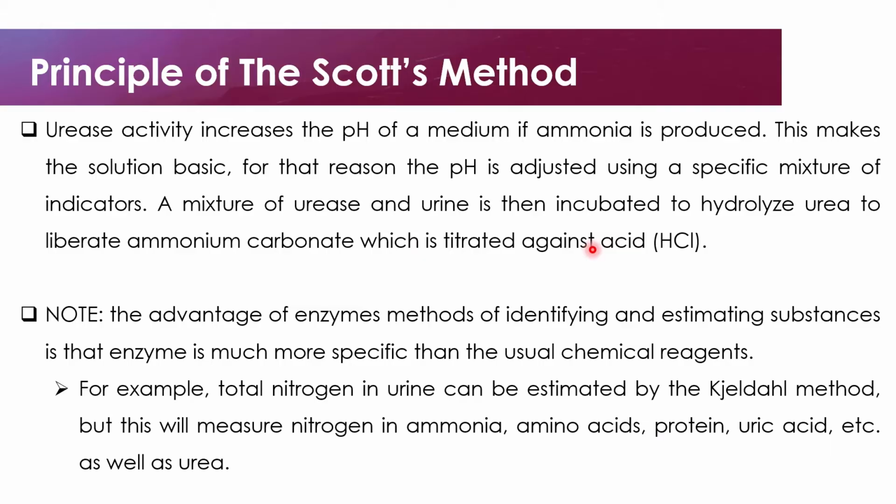the acid HCl. And as I explained earlier, the advantage of the enzyme method of identifying and estimating substances is that enzyme is much more specific than the usual chemical reagent. An example: the total nitrogen in urine can be estimated by the Kjeldahl method, but this will measure the nitrogen in ammonia, amino acids, proteins, uric acid, and so on, as well as the urea. So you end up not being able to quantify the exact amount of the urea present.